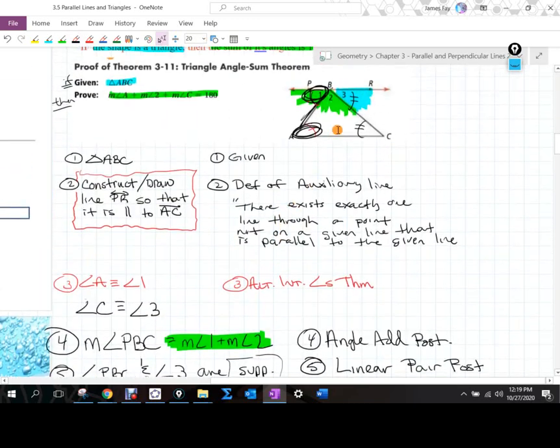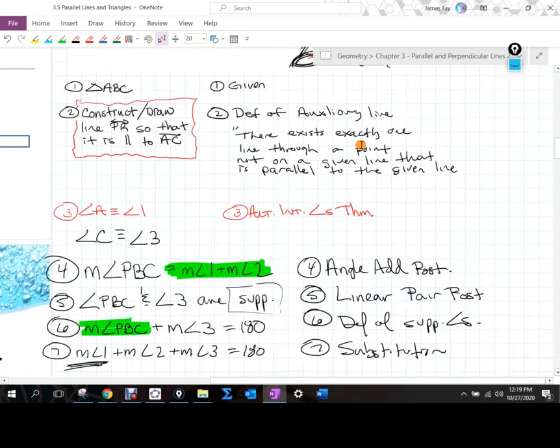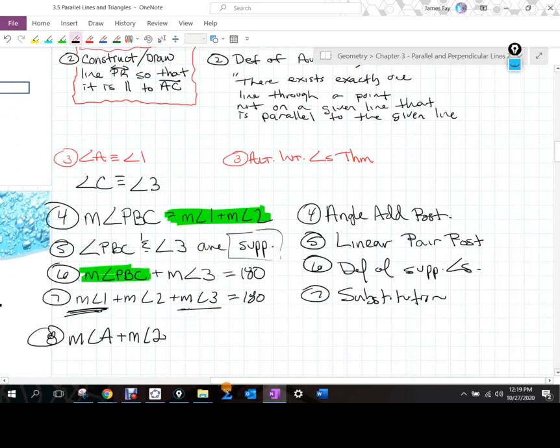Going back up here, look at my picture. Didn't we say 3 and C were the same thing? So right here where I see 3, I can replace that with measure of angle C. And all that is substitution.